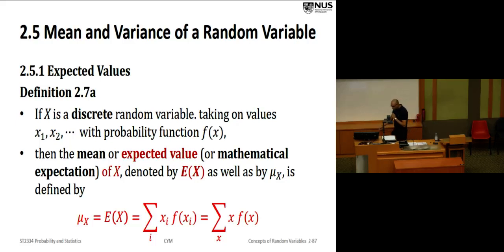Okay, so let's make a start. So where have we got to? So we're on page 87 of chapter 2. And we've been talking about this notion of random variables.